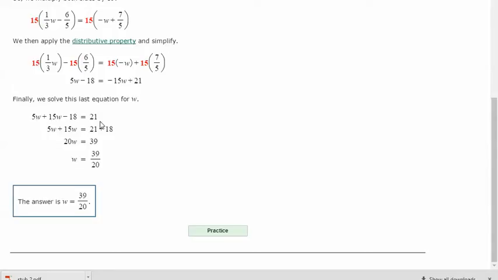And then move this 18 over here, so you're going to add 18 to both sides, which gets rid of it here, but then over here you've got 21 plus 18. 5W plus 15W is 20W, and 21 plus 18 is 39. And then divide both sides by 20 to solve for W. And so then you end up with a fraction that's 39/20, which can't be simplified, so that's our final answer. Let's try another one.